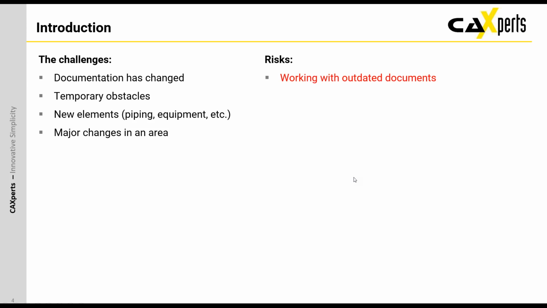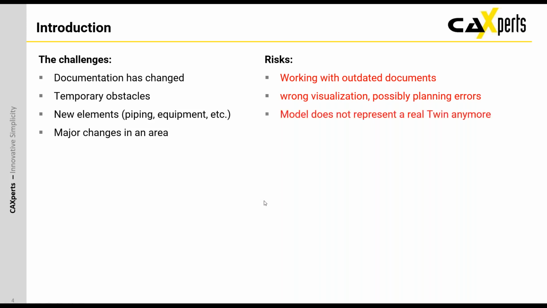What are the risks? Well, if the documentation has changed, you're working with outdated documents. Temporary obstacles means you're getting the wrong visualization, and possibly this leads to planning errors because you don't expect things being where they are currently. New elements being added, so the model does not represent a real twin anymore.